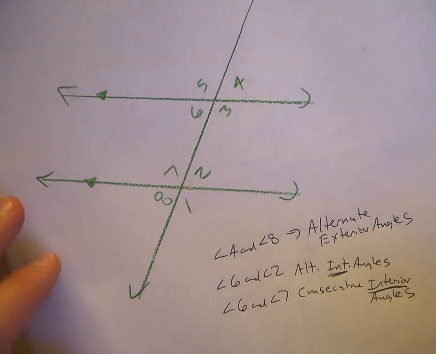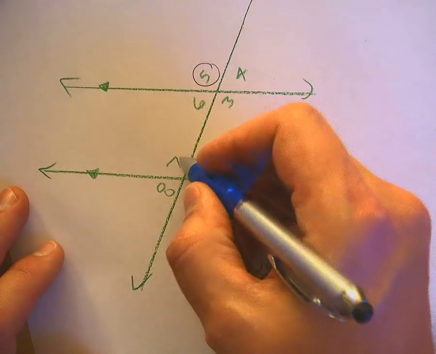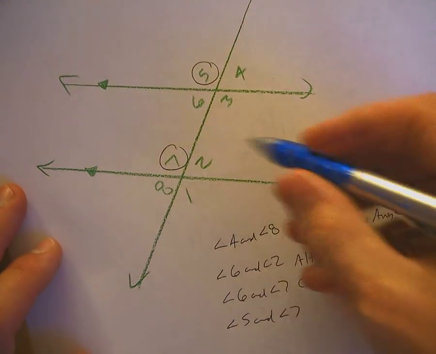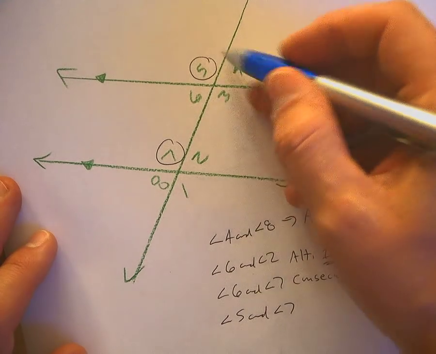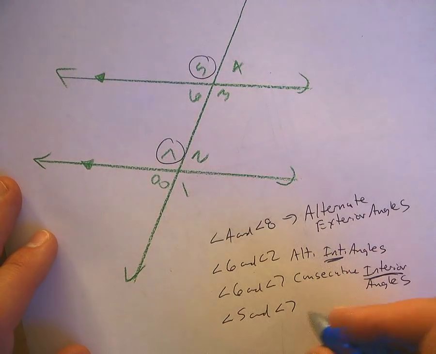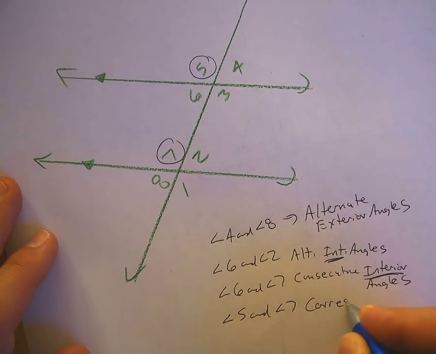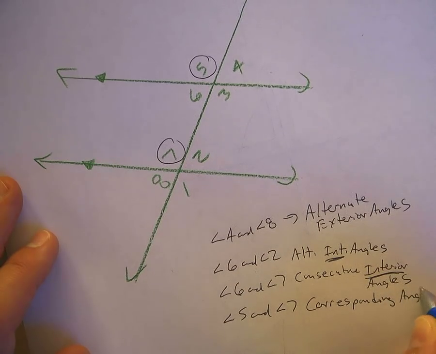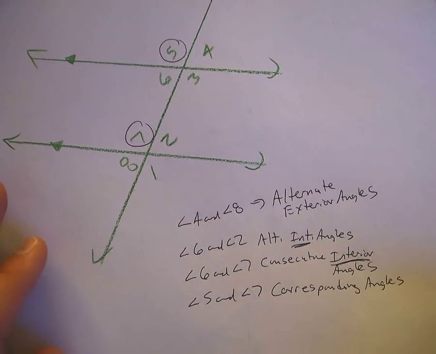Next, if I have something like angles 5 and 7, those are both in the same position. You see this is on the top left of this group of angles. This is on the top left. So those are going to be corresponding angles. You need to remember those types of angles. I know it's been a while since we've done it, but you got to know those angles.